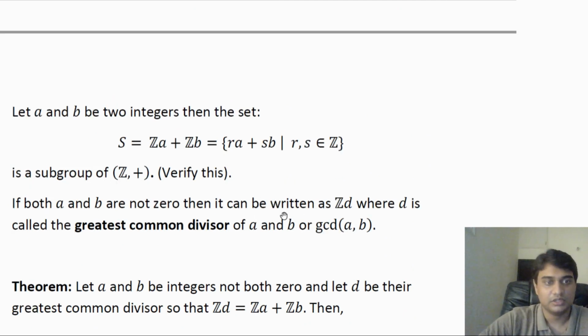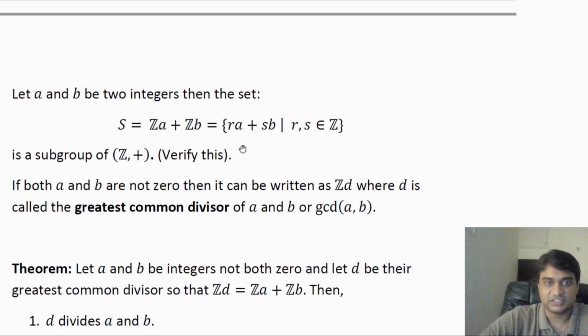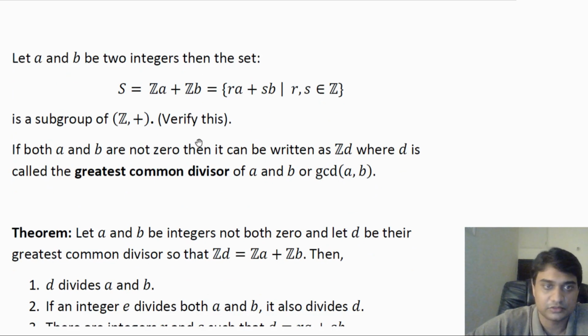Now, first of all, we begin with this definition of the set ZA plus ZB. So if A and B are two integers, then the set S defined as ZA plus ZB, which is the set of the integer combinations of A and B, which is RA plus SB, for R and S being integers, is a subgroup of integers, right? And I ask you to verify this. It is quite straightforward. The same three properties of subgroups you have to verify, and you can verify this on your own.